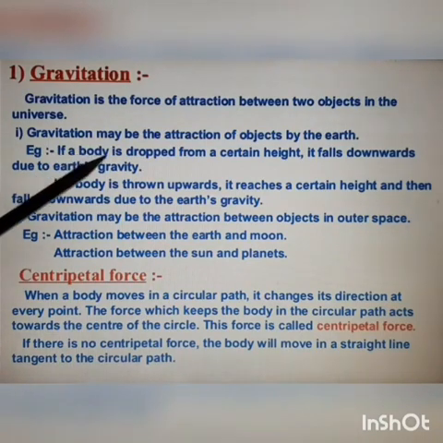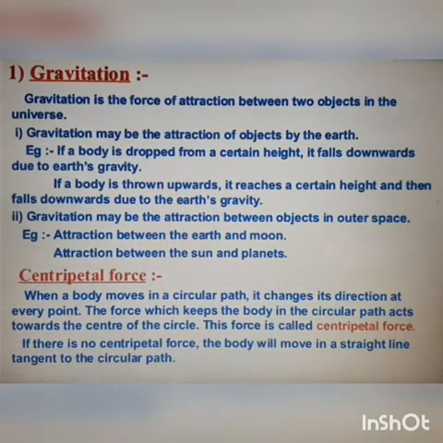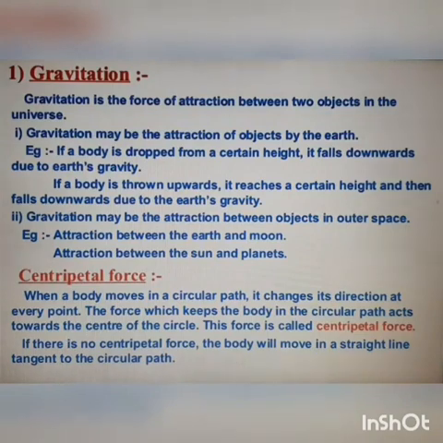Here, if a body is dropped from a certain height, it falls downwards due to Earth's gravity. So, gravity is the force of attraction between the Earth and any object on it. Same way, if we throw a certain thing in the upward direction, after reaching a certain height, it returns back to the Earth due to the Earth's gravitational pull.